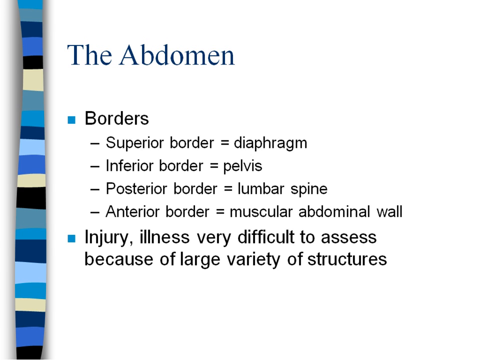Posterior, back side, which would be my lumbar spine, and then the anterior border would be the muscular abdominal wall. So when we talk about the abdominal cavity, we're not talking about the ab muscles at all. It's basically in between the spine and the inside of the musculature. Injury and illness are very difficult to assess in the abdomen because there's just so much structure in there. It's huge. The amount of stuff that you have in your gut is significant.